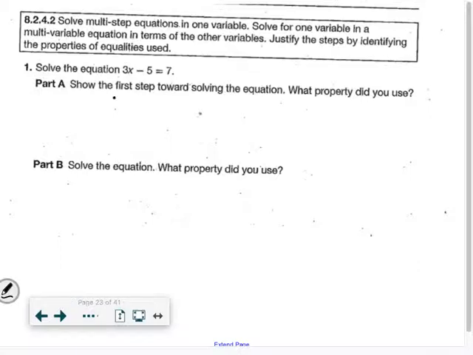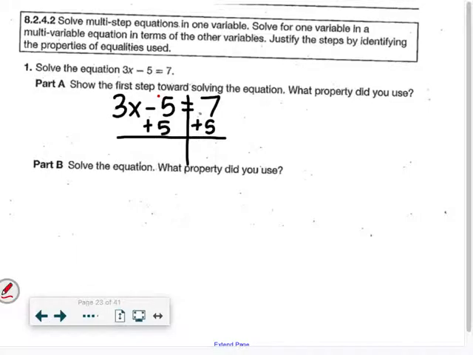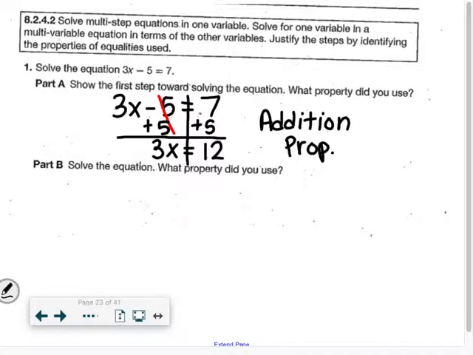Part A, show the first step towards solving the equation. What property did you use? Well, to get the variable by itself, I would first add 5 on each side. So that would leave me with 3x equals 12. And because I added on each side, that's called the addition property of equality. Adding the same number on each side.